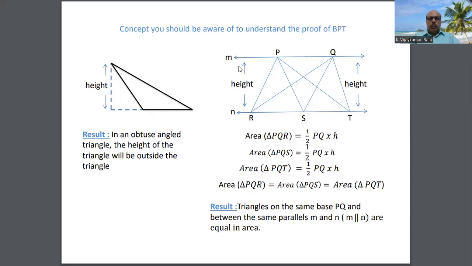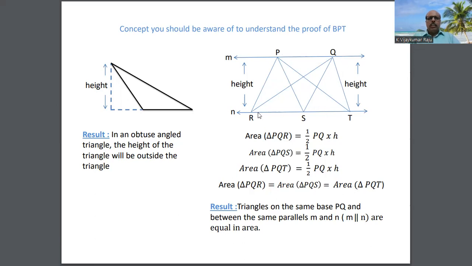Now let us consider one more case. See, M and N are 2 parallel lines. I take 2 points P and Q, and a point R, and join R to P and R to Q. Then I also take a point S and join P and Q to S. Take a point T and join P and Q to T. So here I have three triangles which are between the two parallels M and N.